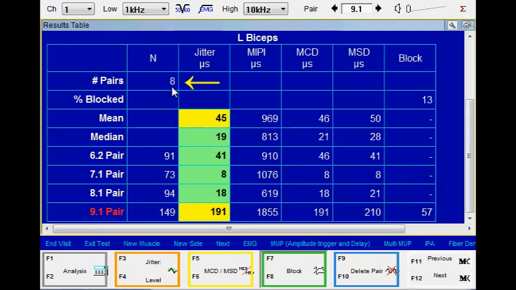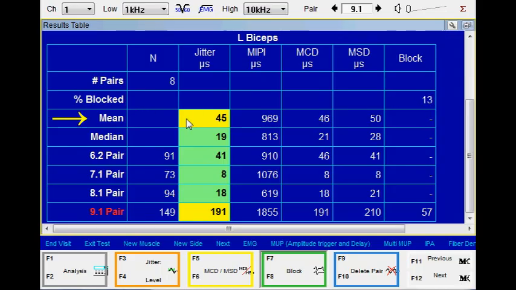We recorded jitter from 8 action potential pairs. 1 out of 8 had blocking. You may recall our last recording had blocking. We can also see it at the bottom of our table. There were 57 discharges that blocked out of 149. So 1 pair out of 8 with blocking, which represents 12.5%. That has been rounded off, so that's why we get 13% blocking over here.